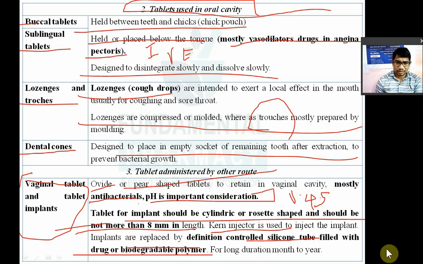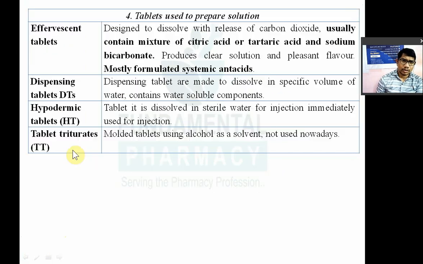Implants' duration of action, what is it? They are long acting, a few months to a year. Are you getting it or not? समझ रहे हैं आप? Now, tablets used to prepare a solution. इसके ऊपर भी क्वेश्चन आ चुके हैं recently. जो DI का एग्जाम हुआ था उसमें एक क्वेश्चन आया था.